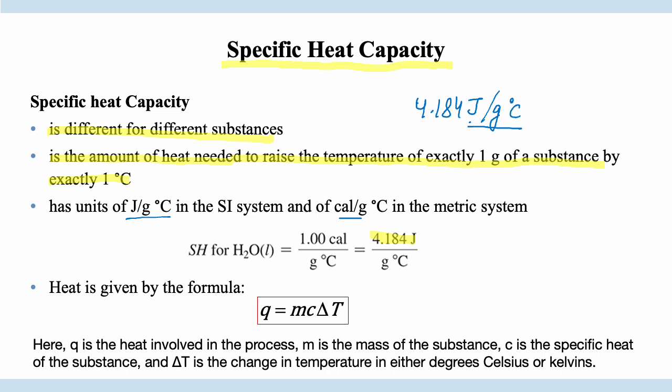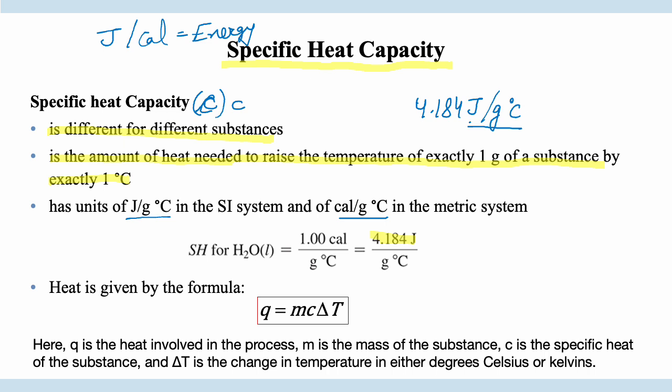Another unit that you might see sometimes used is calories per gram degree Celsius, because joules and calories are two different units that are used for energy. Specific heat capacity, we can also usually abbreviate as small c. Whenever you see a small case c written, that means we are talking about specific heat capacity.